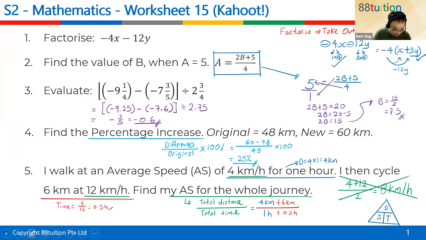You can press your calculator, I never say cannot press. 6 plus 4 is 10 kilometers. Below is 1.5 hours. Press 10 divided by 1.5. That will give you 6 2/3 kilometers per hour. Do you see this answer?